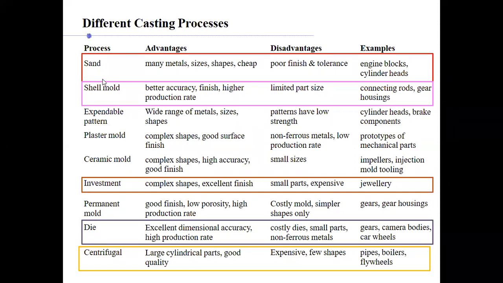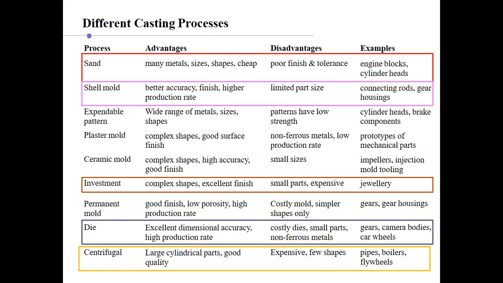And the first one, what we saw, sand casting. Advantage is that many metals can be used, right? Can be cast of different sizes, shapes, and it is cheap, right? Because sand is readily available, right?